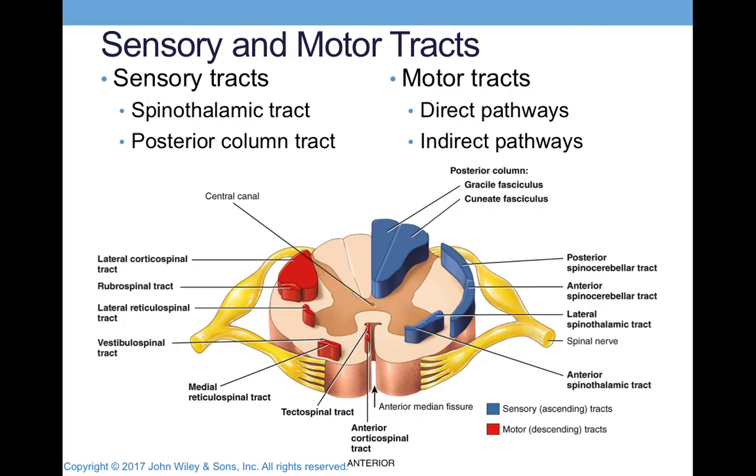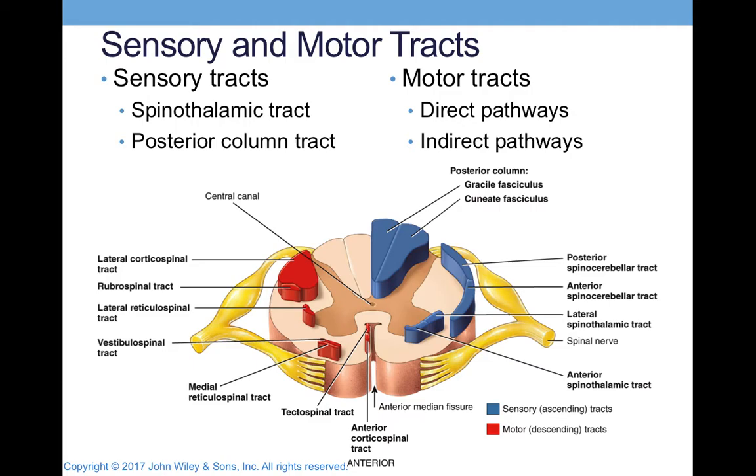But the sensory information from the receptors travels up the spinal cord to the brain along two main routes on each side of the cord. We said these two routes are the spinothalamic tract and the posterior column tract. The motor information travels from the brain down the spinal cord to the effectors, whether that's muscles or glands, along two types of descending tracts, direct pathways and indirect pathways.